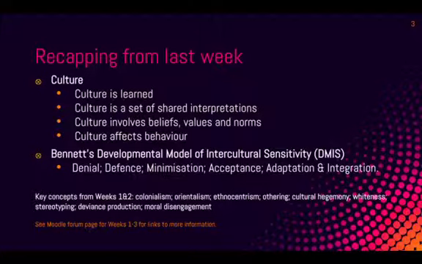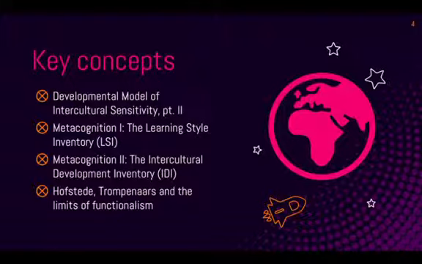And you'll recall the key concepts from weeks 1 and 2, which I asked you to include in assessment task 4 responses. Please continue to do so in parts 2 through 6. Colonialism, Orientalism, ethnocentrism, othering, cultural hegemony, whiteness, stereotyping, deviance production, and moral disengagement. I hammered those a fair bit, so I won't go over them again. But just to recap, remember the concept. Key concepts for this week.